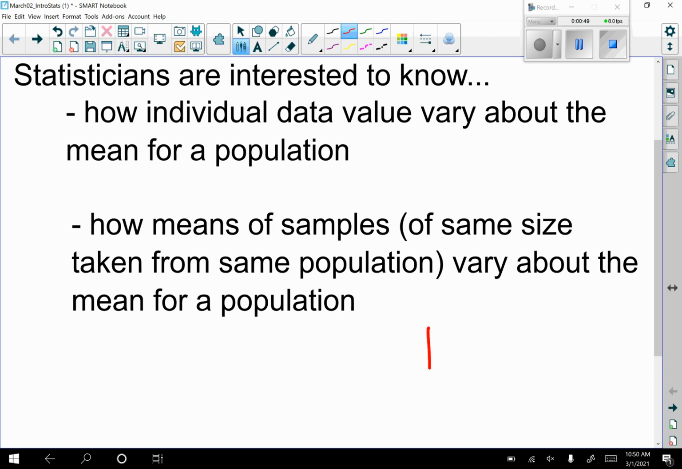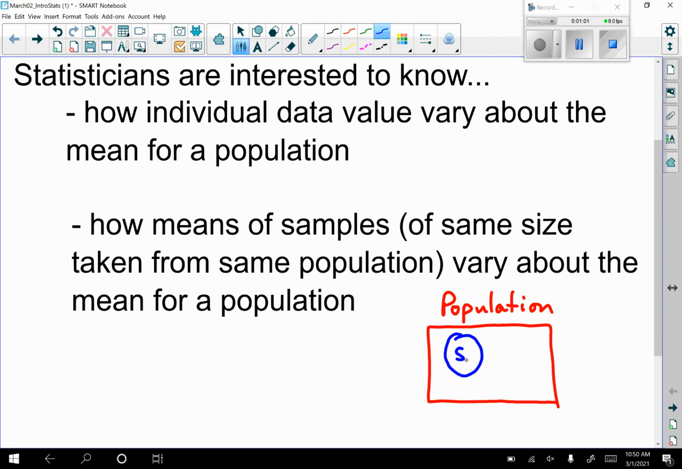So let's just say this box is representing an entire population. Then I'm going to take samples from within this population. They're going to be the same size. I'm going to call this sample 1. They can overlap, sample 2, and even over here, sample 3. But again, samples need to be the same size, come from the same population. We want to see how the means of these samples vary about the mean for a population.